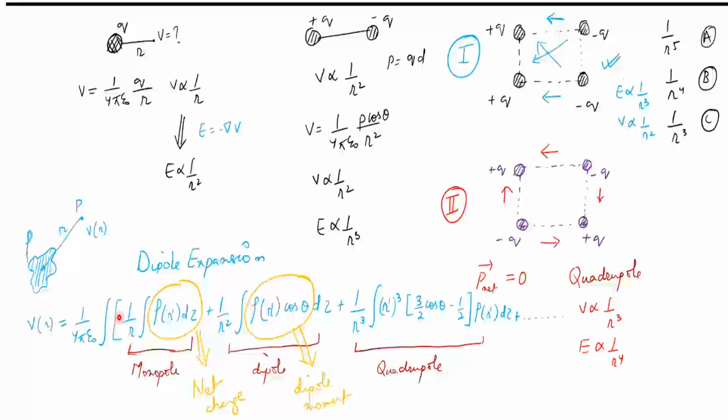And what is the power here? See here, 1 by r, right? Yes or no? Yes. And that is why here we are seeing that V is 1 by r. Can you get it now?